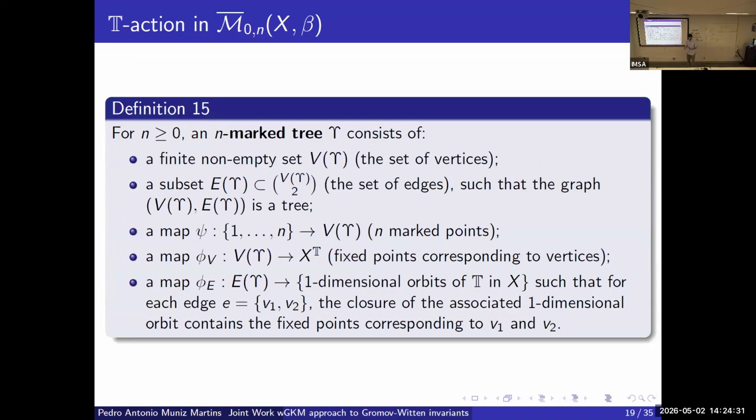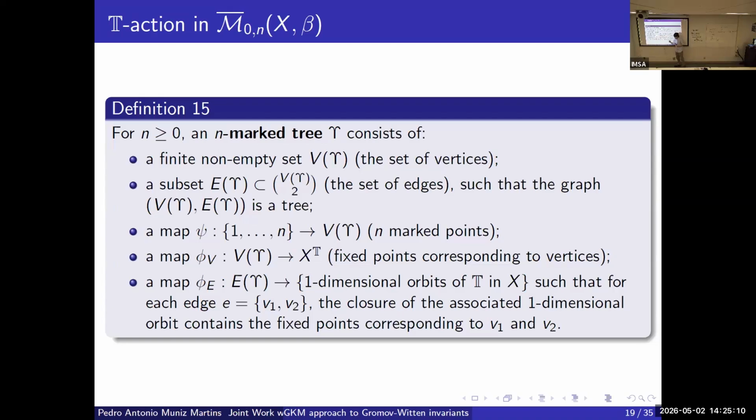Well, with the T action on the manifold X, we can induce the natural action on the moduli space of stable maps. And in fact, it's possible to describe this moduli space of stable maps. For this, I will need this definition of what it means for a tree to be n-marked. A tree is n-marked if the set of the vertices is finite, and the edges are subsets of this set right here that go from one vertex to another. We have a map that marks all the vertices of the tree with 1 to n, represented by this.